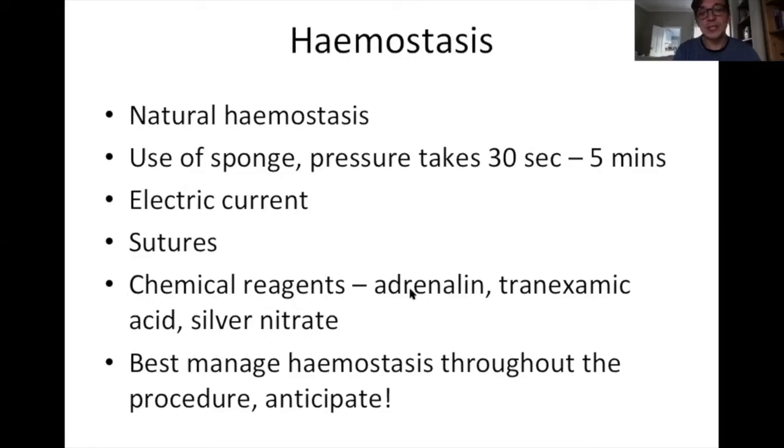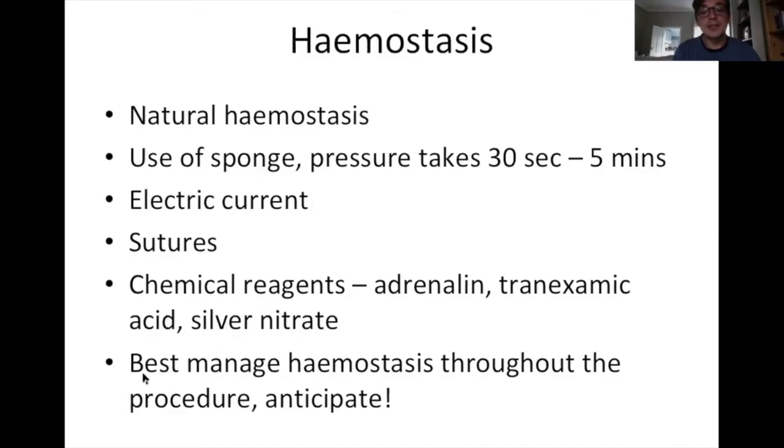Some chemical reagents, you can squirt a little bit of local anesthetic on the area and let the adrenaline work. You can use tranexamic acid, which also stops the bleeding. Silver nitrate, be very cautious, because it can burn surrounding tissues as well. So I wouldn't use it in the first instance.